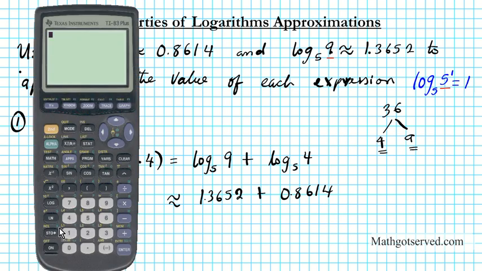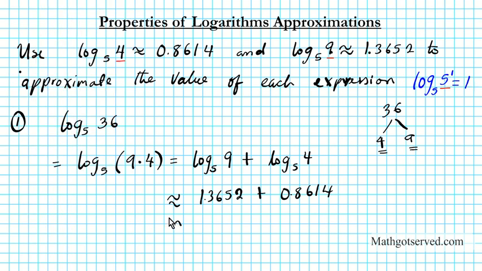We just add these up using our calculators: 1.3652 plus 0.8614. The answer is 2.2266. So our final answer is approximately 2.2266.